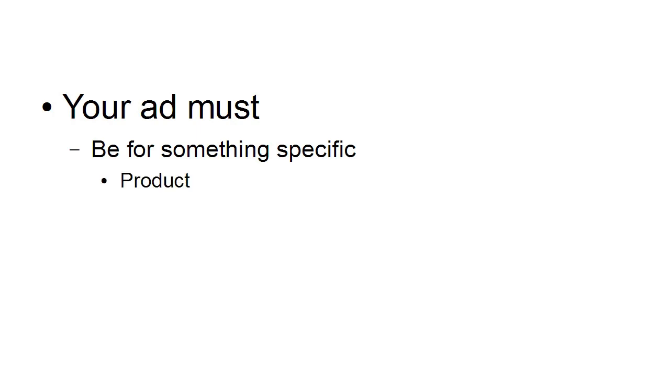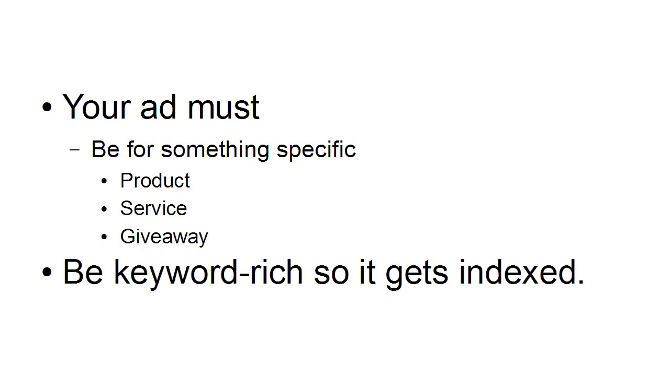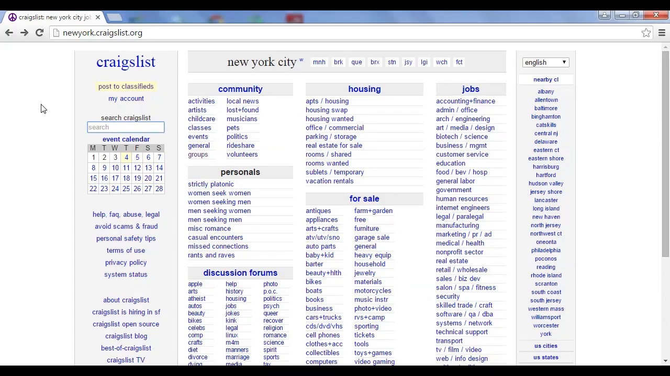Now, before you put your ad up, you must make sure that it's for something specific. So it should be for a product, or for a service, or for a giveaway. And it must be keyword rich so it gets indexed. Now, Craigslist has clamped down in recent years on the parts of their site where you can post an ad with a clickable link. Unfortunately, people used to spam Craigslist with all sorts of advertisements that weren't for anything in particular, purely and solely to get the backlink to their website for SEO purposes. So Craigslist has now clamped down on where you're allowed to post a clickable link, but that doesn't mean to say that you can't do it.